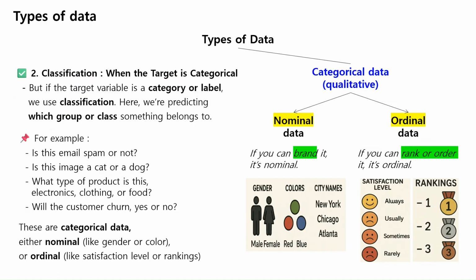2. Classification, when the target is categorical. But if the target variable is a category or a label, we use classification. Here, we're predicting which group or class something belongs to. For example, is this email spam or not? Is this image a cat or a dog? What type of product is this? Electronics, clothing, or food? Will the customer churn? Yes or no? These are categorical data, either nominal, like gender or color, or ordinal, like satisfaction level or rankings.